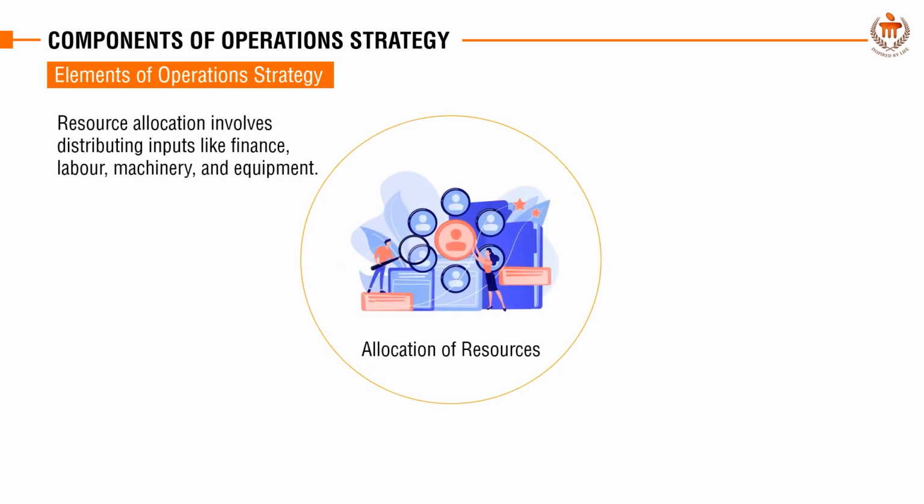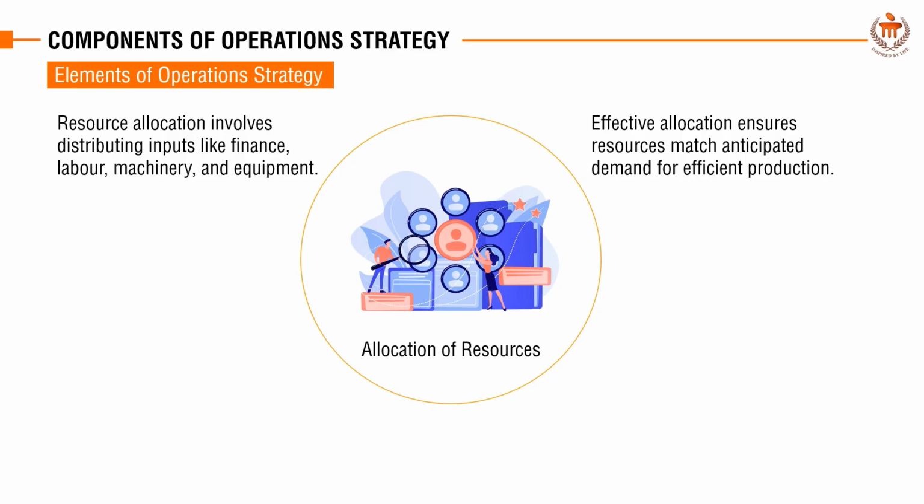Next is allocation of resources. The allocation of resources is a crucial process in production, involving the distribution of essential inputs such as finance, labor, machinery, and equipment. Effective resource allocation ensures that the right amount of resources is assigned based on the anticipated demand for the product, enabling efficient production.